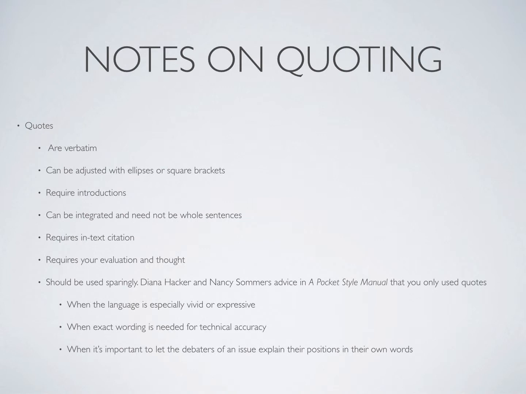Whenever you use a source, let the reader in on why you chose to use that source out of the world of possible sources. Why did you include this bit of information? Why is it significant? Quotes should be used sparingly. Diana Hacker and Nancy Sommers, who wrote a pocket style manual, tell you that you should use quotes only when the language is especially vivid or expressive, when exact wording is needed for technical accuracy, and when it's important to let debaters of an issue explain their position in their own words.